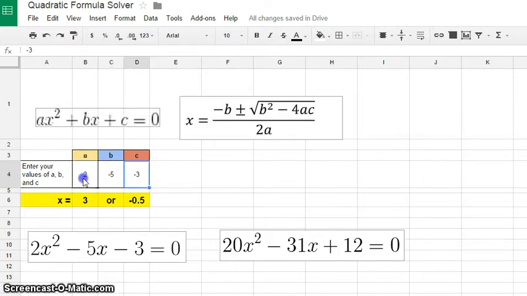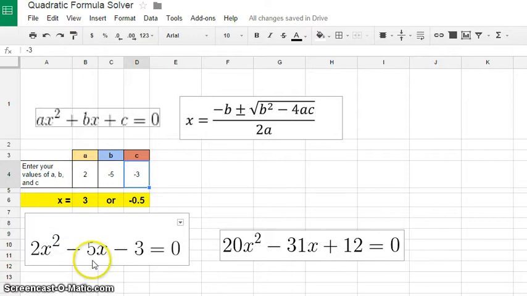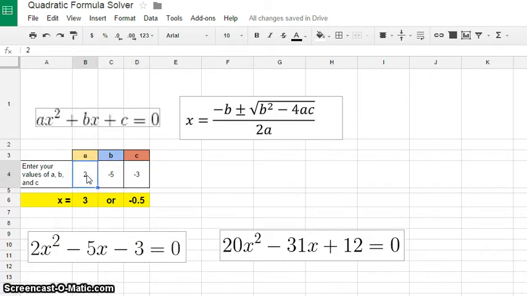Okay, so right now I have 2, I have -5, -3, which is basically this quadratic function at the bottom. 2x squared, right, my a is 2. My b is -5, so I have 2x squared minus 5x. My c is -3, so 2x squared minus 5x minus 3 is equal to 0. And that is up to the user to punch in whatever number they want.